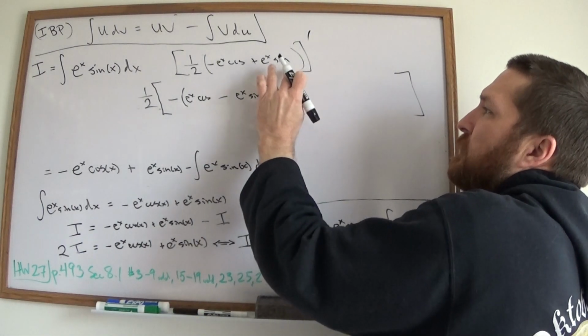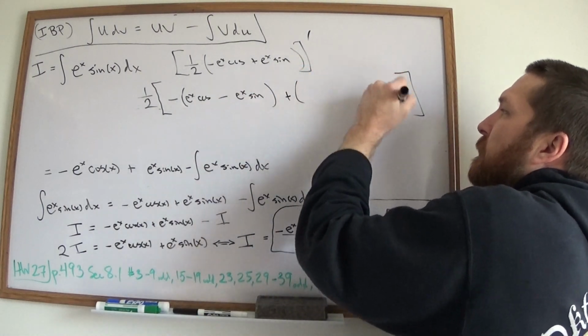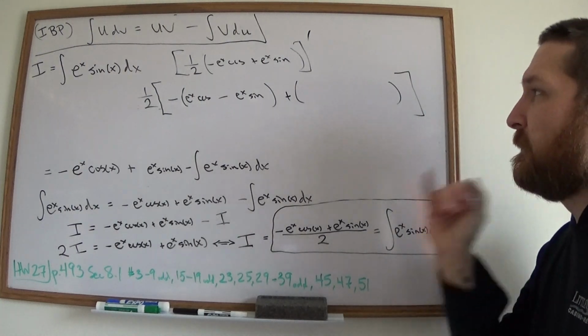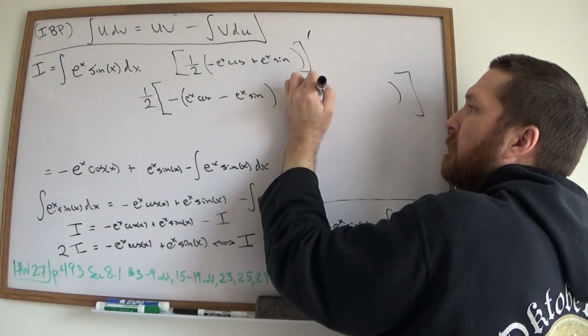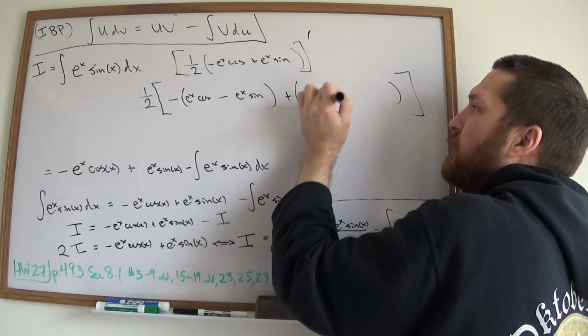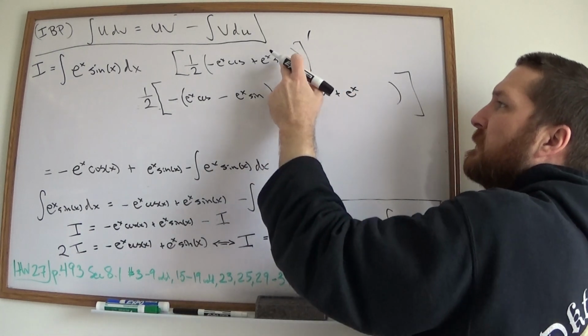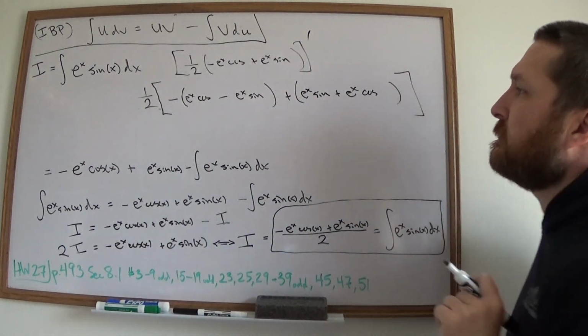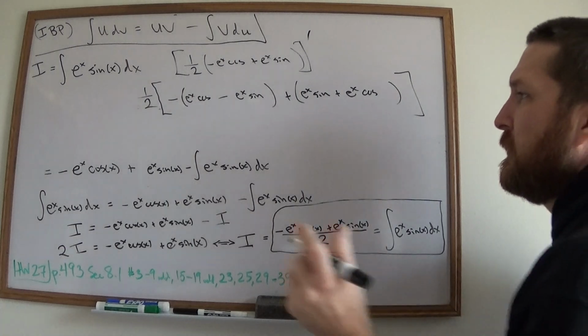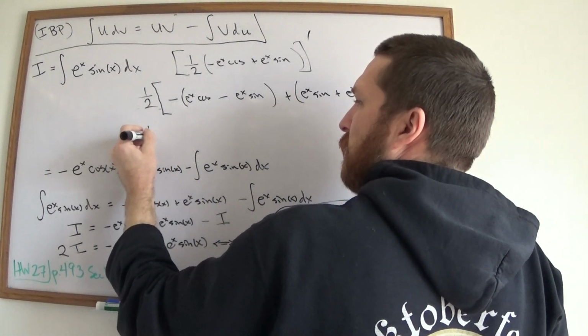Now, add that to, I'm going to do this part, it's a product, so I'm going to say, okay, take the derivative of e, leave sine alone. Add that to, leave this alone, take the derivative of sine, it goes to positive cosine. Okay, so now we have 1/2 times.